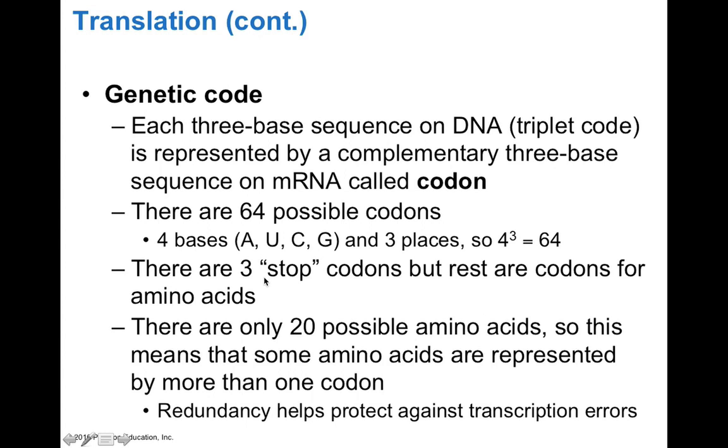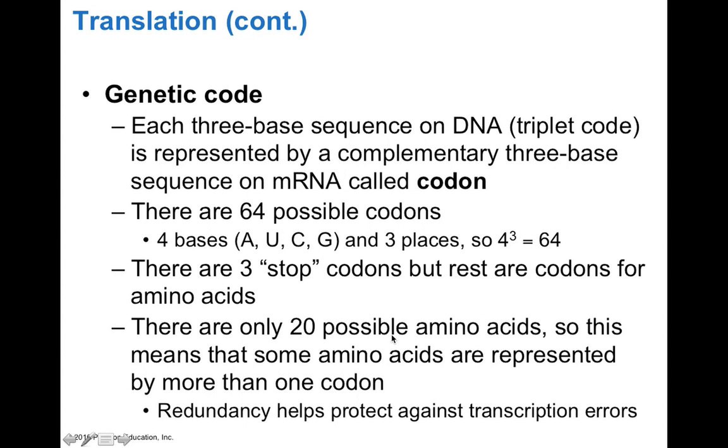Now, there are 3 of these 64 that are stop codons, which means that they code for a stop signal. So during translation, when the protein's being synthesized, once you reach a stop codon, the protein stops being made, and this is what prevents the amino acid chain or polypeptide from being extended any further.